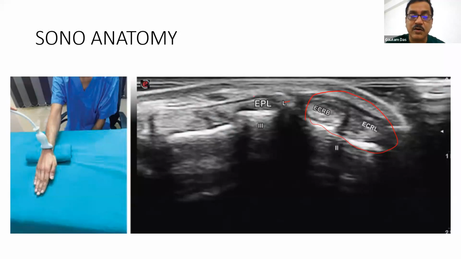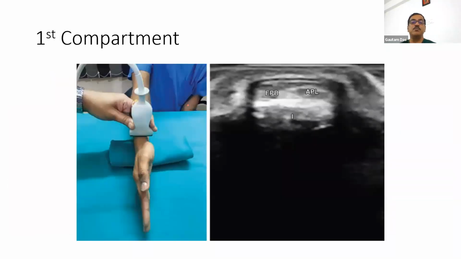And just immediately towards the ulnar side, we are having the extensor pollicis longus. And after that, we are having the fourth compartment, where we are having the extensor digitorum communis and extensor indicis. Then when we are moving more towards the radial side, just over the radial styloid process, we'll be having the two tendons together, abductor pollicis longus and extensor pollicis brevis.